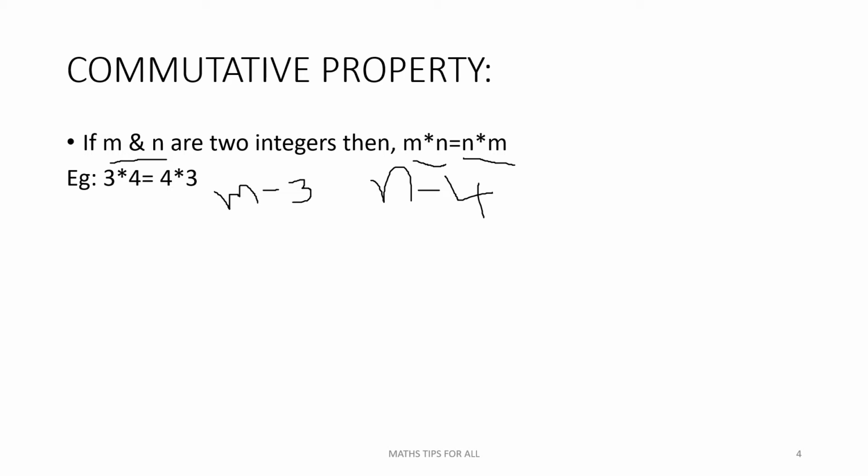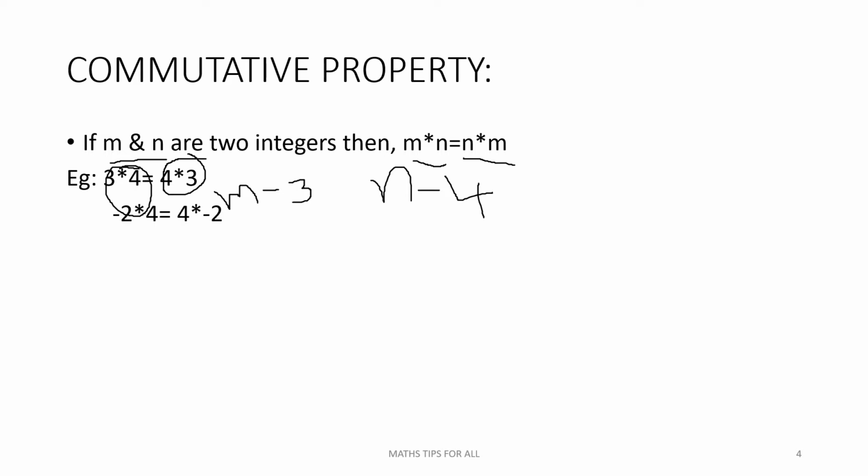In the first one we are multiplying 3 into 4, that is 3 4s are 12, and here we are multiplying n into m. n is 4 and m is 3. 4 3s are 12. So both are same.